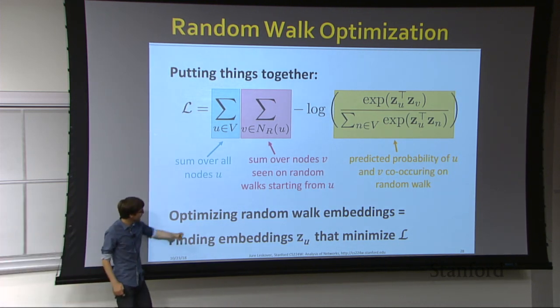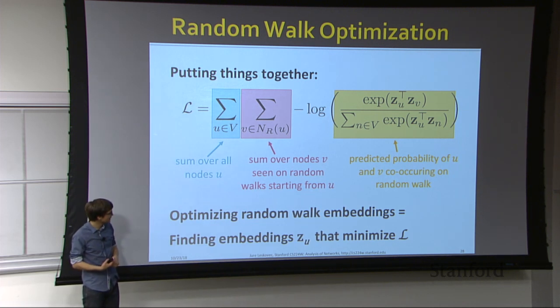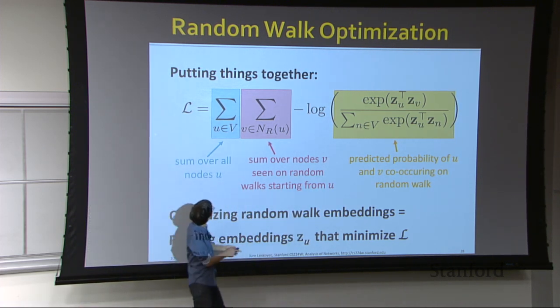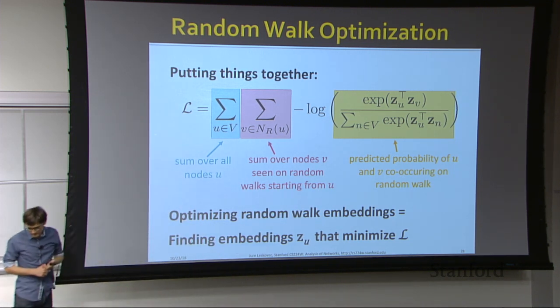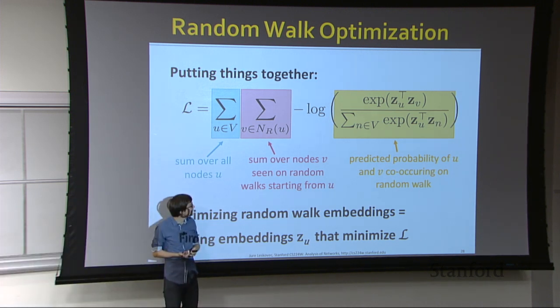So what do we want to do now? Basically what this means is that optimizing the random walk embeddings means finding the embeddings Z sub U that maximize this function L. Okay? What are some problems with this formulation, and what do we have to resolve?